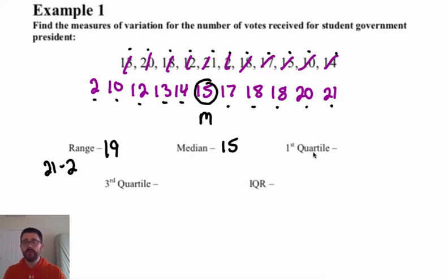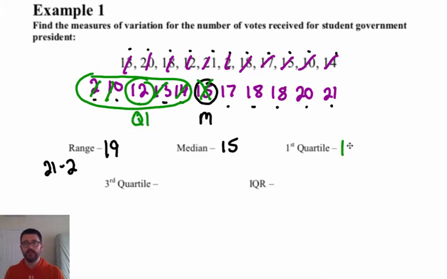Now I'm going to find my first quartile. Remember, the first quartile is the median, the middle, of the lower half of the data. Well, 15 is my median, so I'm not going to consider the 15 anymore. Its job is already as the median. I'm just going to focus on this lower half of the data, and I'm going to find the middle. So I'm going to cross out from either end, and 12 is my first quartile. It's the middle of the lower half of the data.